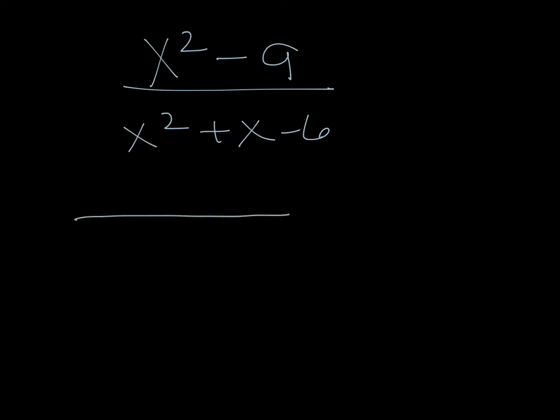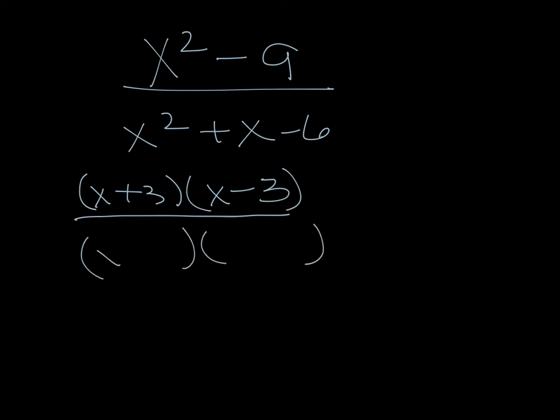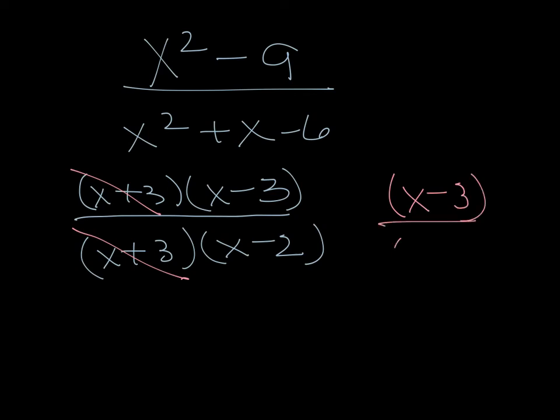Alright, so what you should have done was, on the top you have the difference of two perfect squares, so you should have factored it into x plus 3 times x minus 3. And on the bottom, you should have made that x plus 3, x minus 2. Alright, once you did that, you will notice you have the binomial x plus 3 in common on the top and bottom. And then I can't do anything else, so my final answer is x minus 3 over x minus 2. Done.